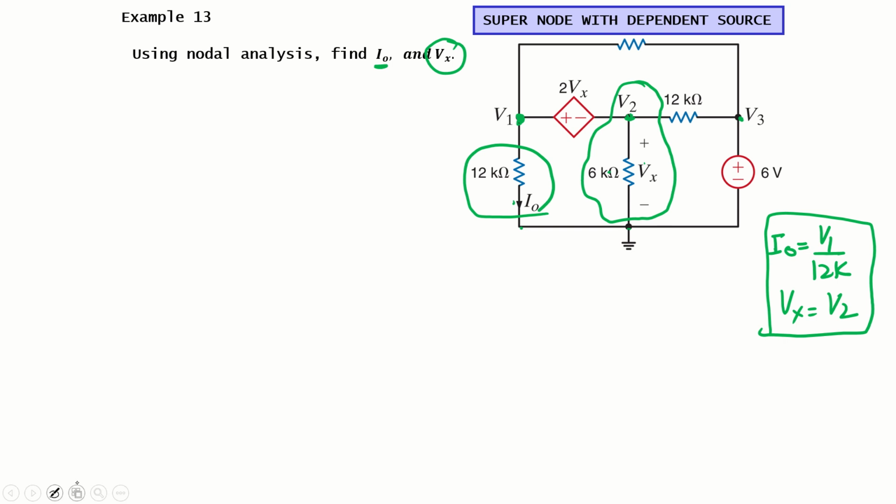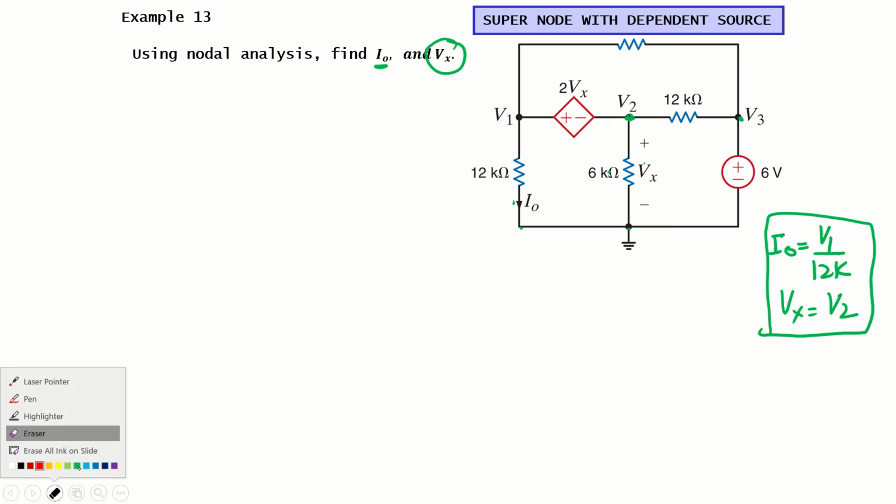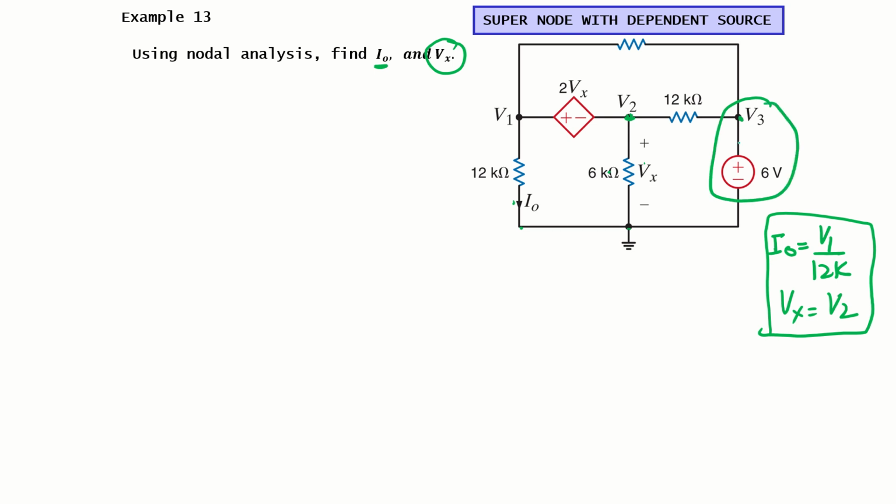How can we find V1 and V2? We are putting focus on nodal analysis, where we need to write the equation for every node. Before that, what is the first step? We need to identify whether there is any independent voltage source between that node and ground. If we find that, we directly get the voltage value. For our circuit, it is this voltage source, which is connected between this node and ground. So I can directly say that V3 is 6 volts.